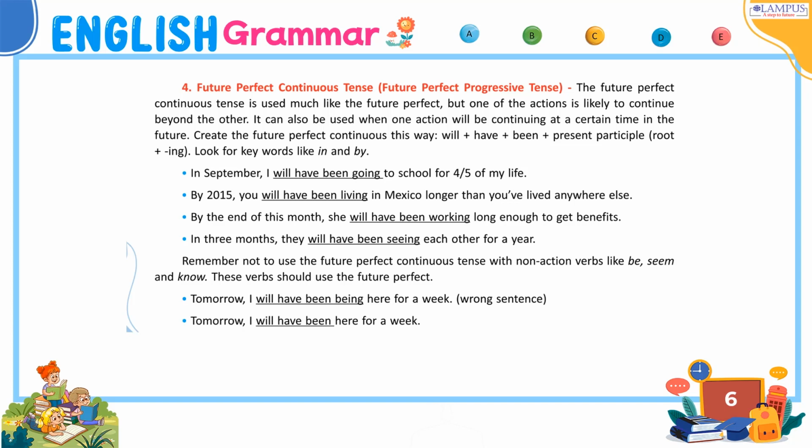Remember not to use the future perfect continuous tense with non-action verbs like be, seem and know. These verbs should use the future perfect. Tomorrow, I will have been being here for a week. Wrong sentence. Tomorrow, I will have been here for a week.